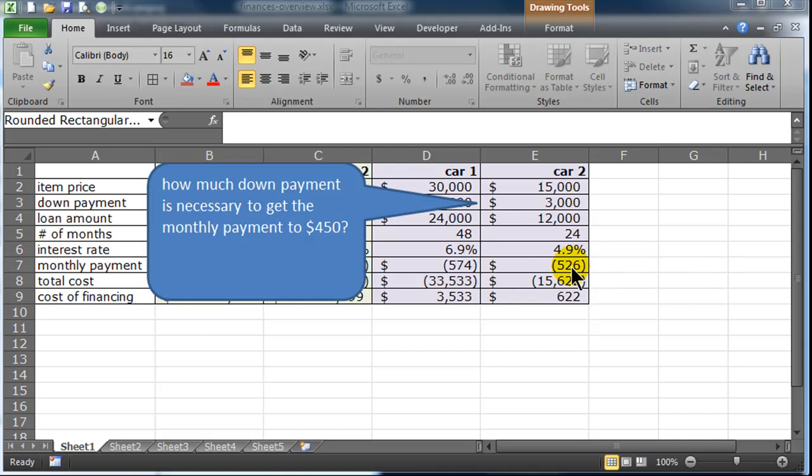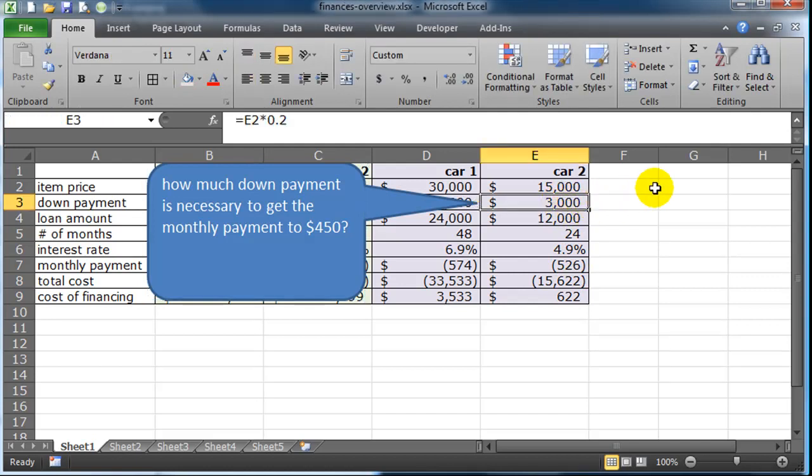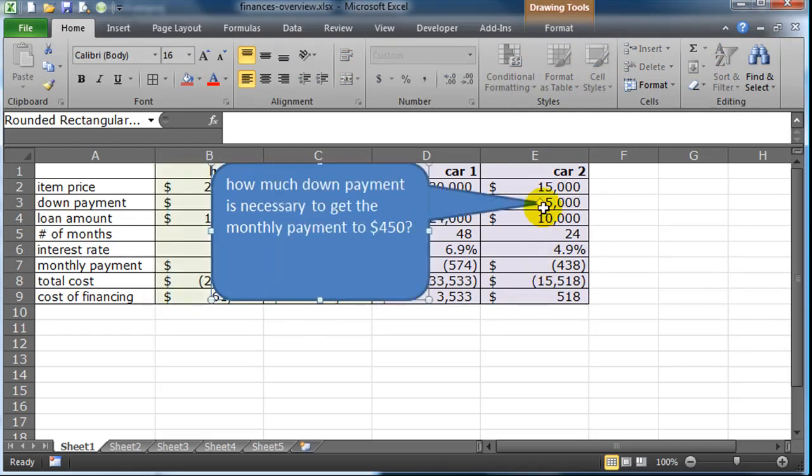The monthly payment for this car is currently $526. I want it to be $450. So I'm going to have to manipulate my down payment. And I could just start trying out different numbers. 4,000, closer. 5,000, too far. So I know it's somewhere between 4,000 and 5,000. My goal is a $450 monthly payment, and I need to know the exact down payment to get to that. Well, I could keep doing trial and error here, but it would be better if I just used goal seek.